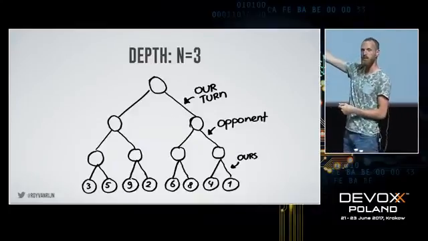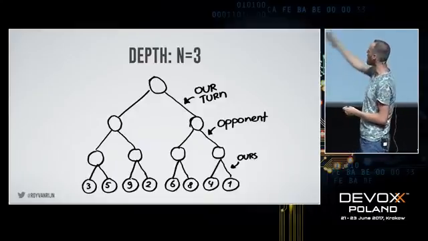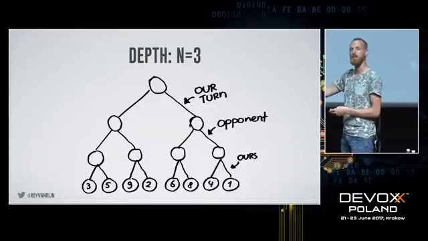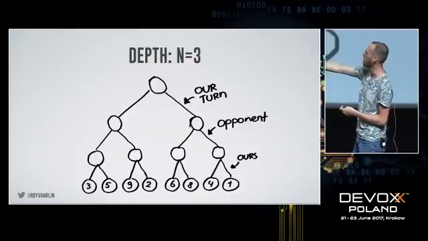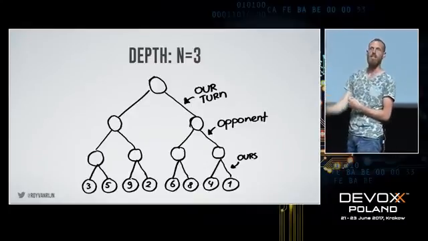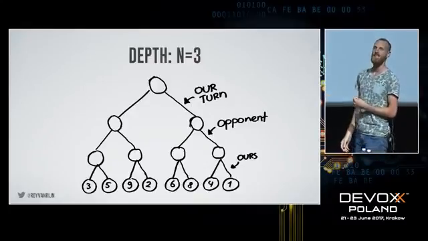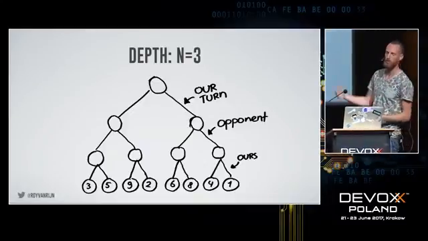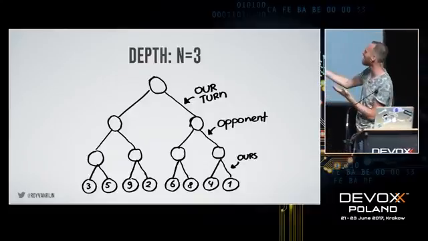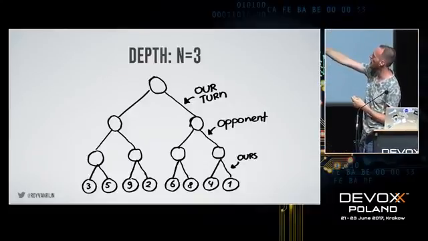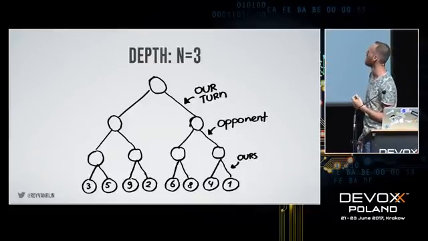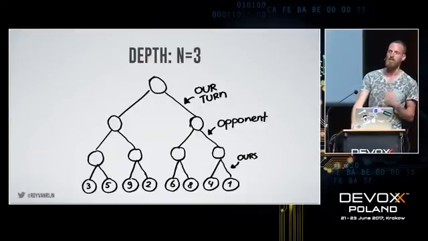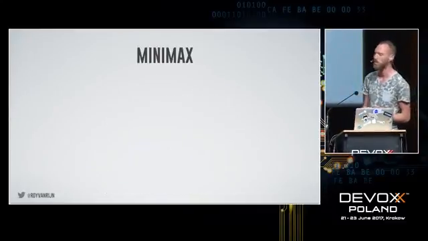So the first step, it's our turn. We can go either left or right. Then the opponent gets to pick. And then we get to pick. Do we go left or right? All of a sudden, this isn't trivial anymore. For a computer, it's trivial, but for us, it's like, if we go that way, how do you calculate this? It turns out there's a very simple algorithm that does this for you, and it's called Minimax.